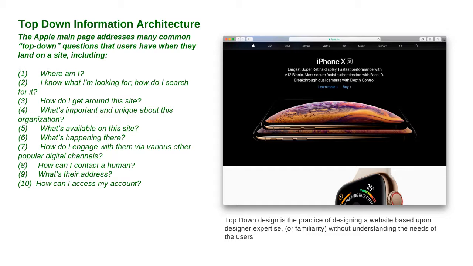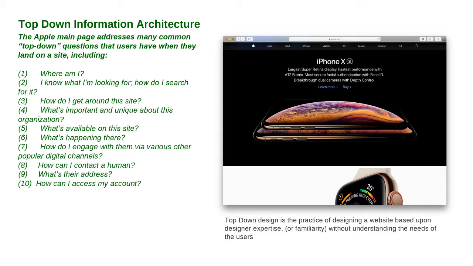So the top-down architecture, the Apple main page, addresses many common top-down questions that users have when they land on the site, including where am I, and I know what I'm looking for, how do I search for it? So I think these questions are good for you to ask yourself. And as we move into your IA, or information architecture, for this week, which will be tomorrow, and when you go deeper and start designing the navigation in those pages, these are very, very important questions that you need to be aware of, that the user will want and will care about. Some of them are linked into the heuristics. So you know about the 10 heuristic evaluation.